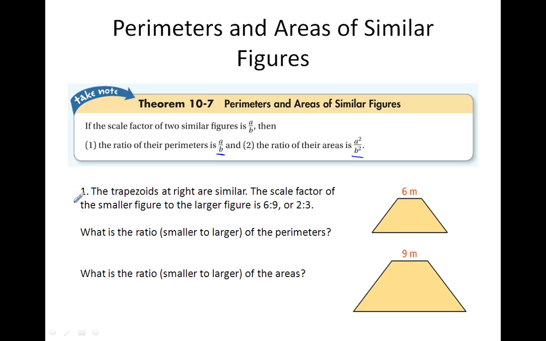So for the first example, the trapezoids at the right are similar. The scale factor of the smaller figure to the larger figure is 6 to 9, because we have 6 meters to 9 meters for their corresponding sides. If we reduce that, we get 2 to 3.